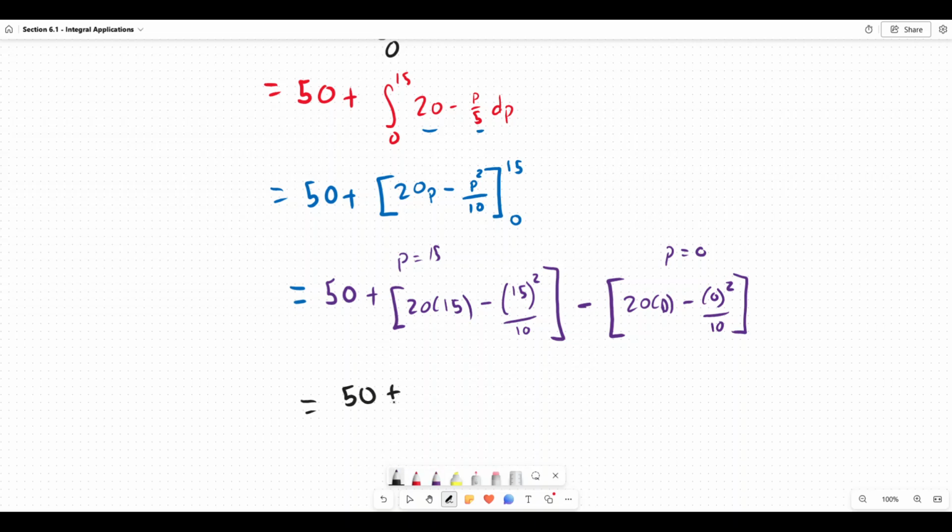But we get 50 plus, go to our calculator, 20 times 15, 300. 15 squared divided by 10, 22.5. 50 plus 300 minus 22.5, rounded to the nearest prairie dog. After that 15th month period, we believe there is going to be 328 prairie dogs.